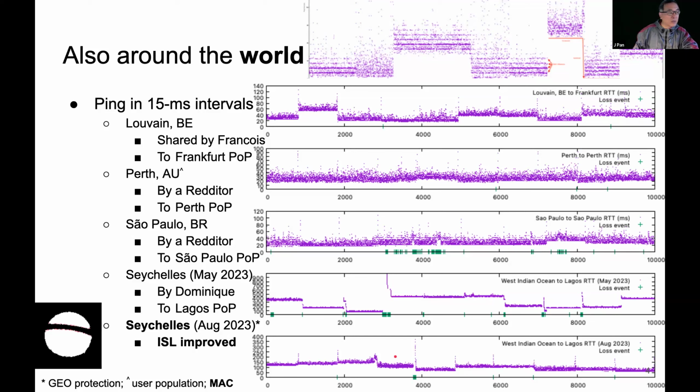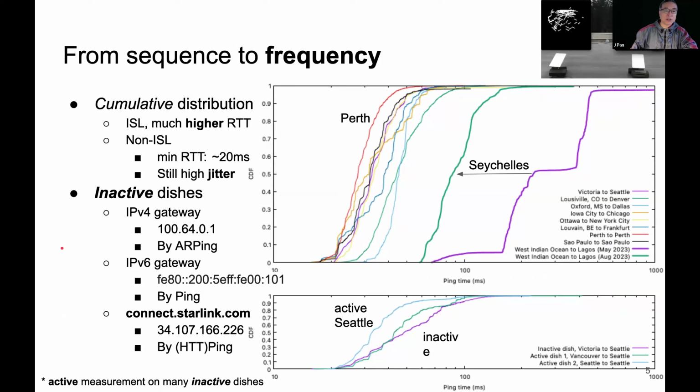But only 3 months later in August, you can see the maximum delay has dropped from 900 milliseconds to about 400 milliseconds. And the loss behavior is much less than what we saw 3 months ago. Of course, we still see the handoff behavior as before. So you can see the intersatellite link has been greatly improved in these 3 months. Those are the things we observe from the dishes around the world.